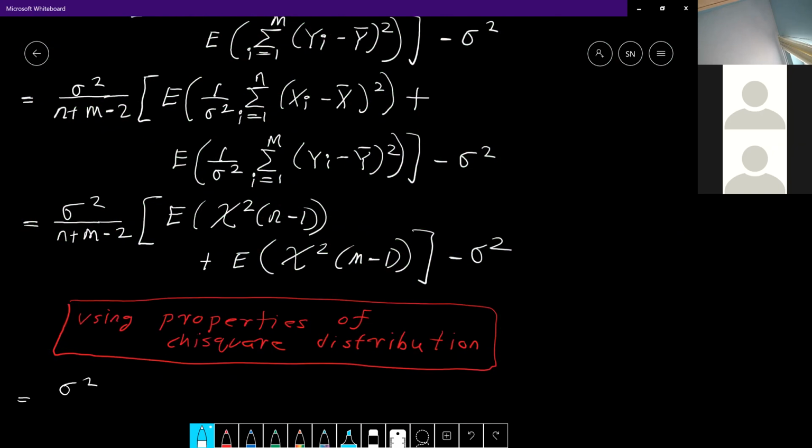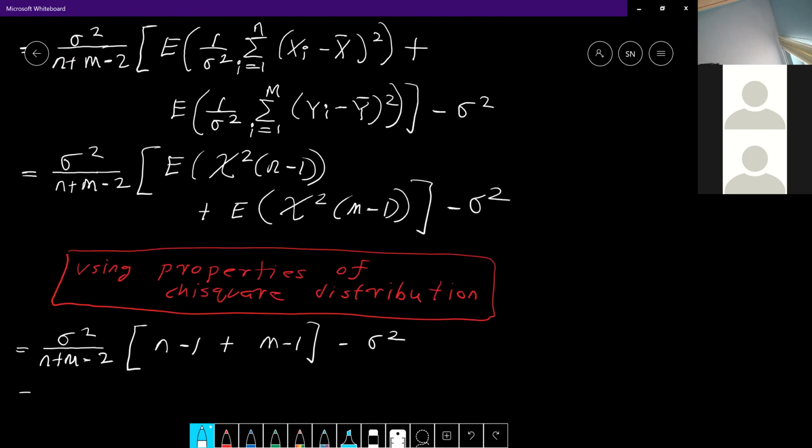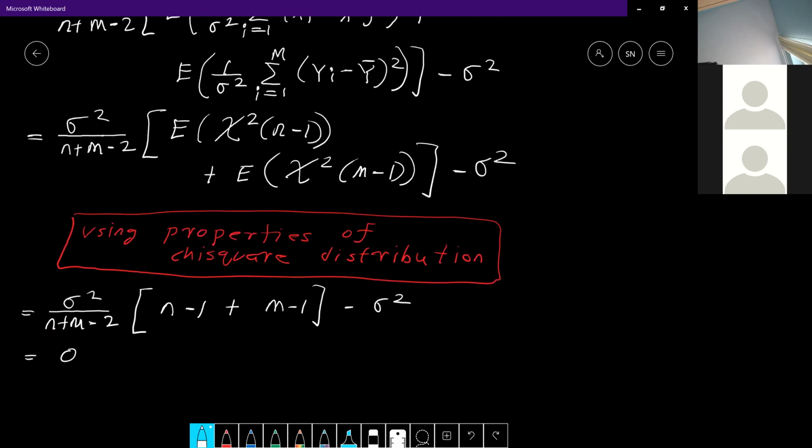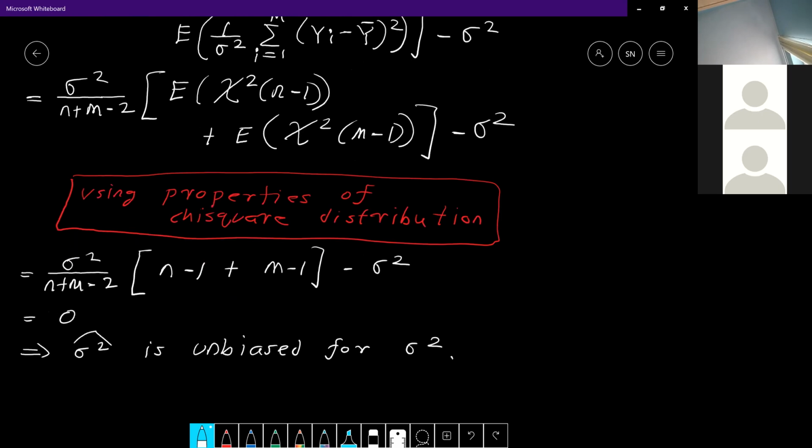Now, one property of a chi-squared variable is that the expected value is equal to the degrees of freedom. So the expected value of chi-squared n minus 1 is n minus 1, and similarly for m minus 1. So this is clearly equal to 0. Hence, we can conclude that the estimator is unbiased for sigma squared. So that's only the first part of question 3.